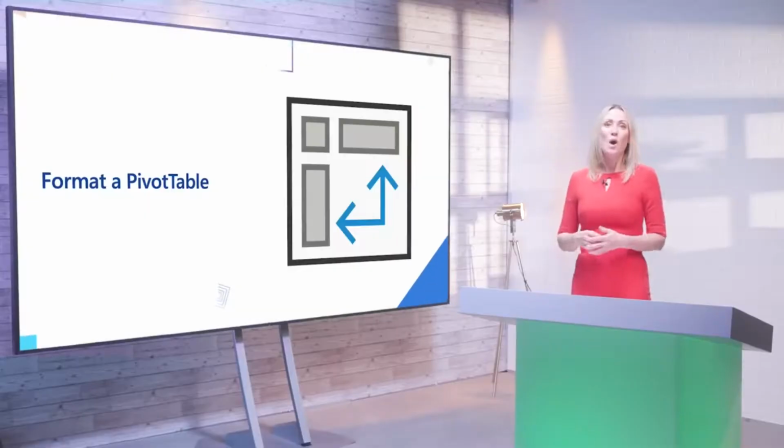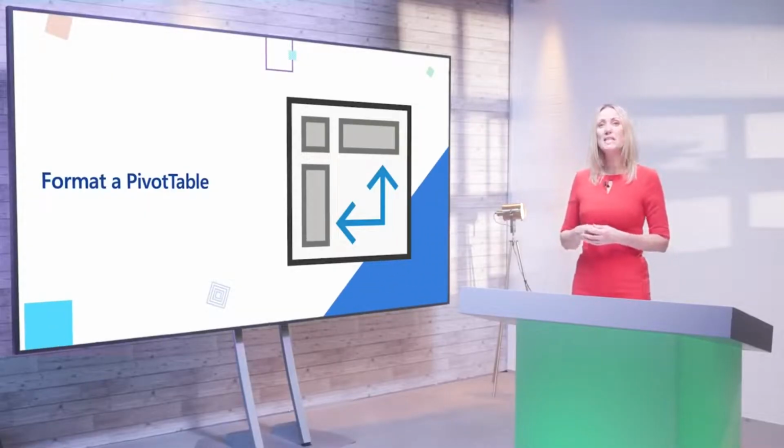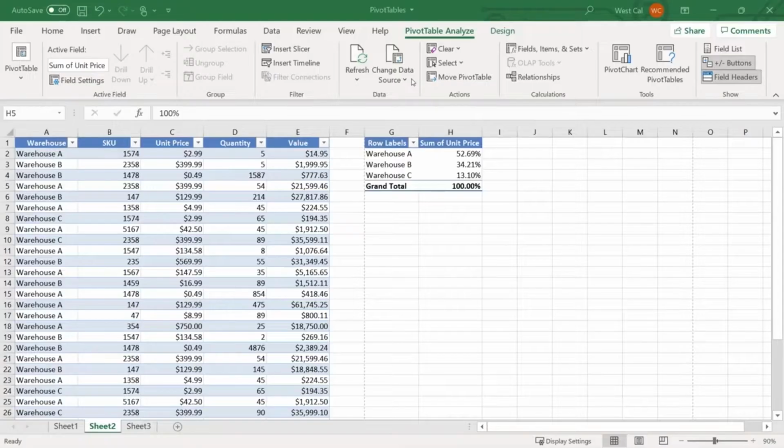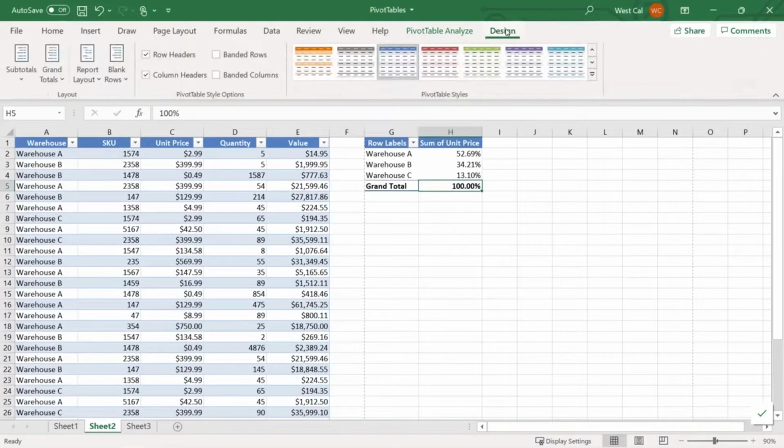When you are working with pivot tables, you will see 2 contextual tabs. Let's focus on the Design tab. In the Design tab, you can add layout elements to your pivot table, customize style options, and apply a style in the same way that you would with a regular table. You can modify these options at any time.